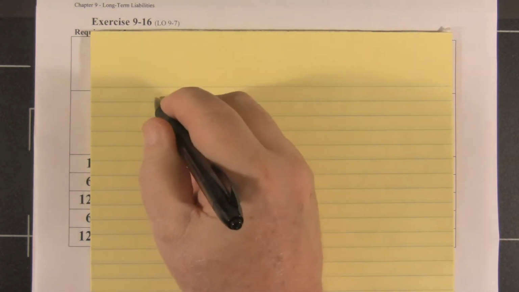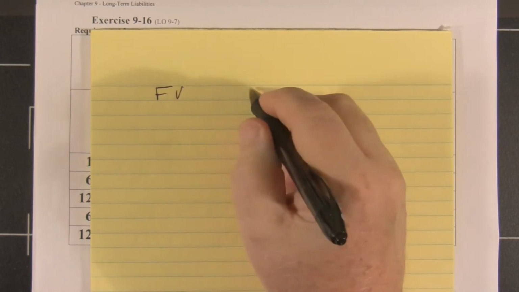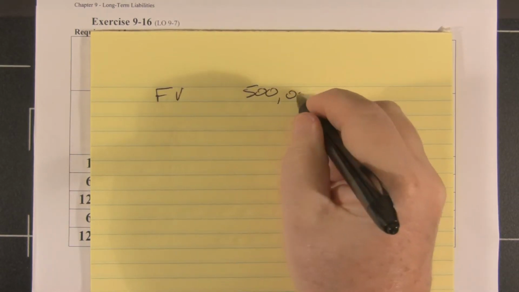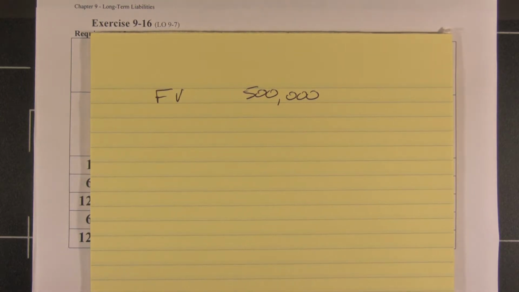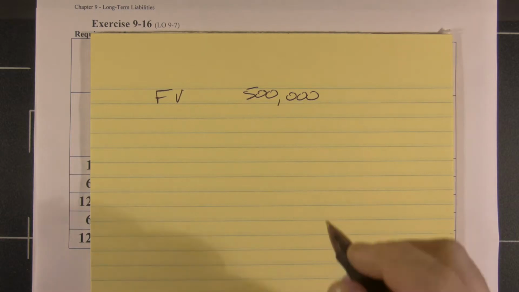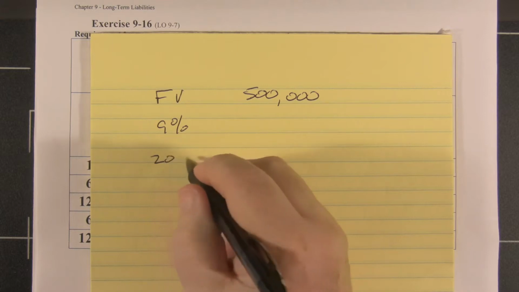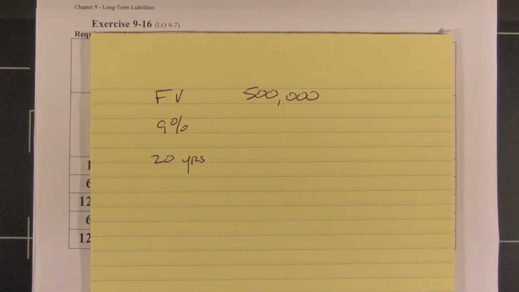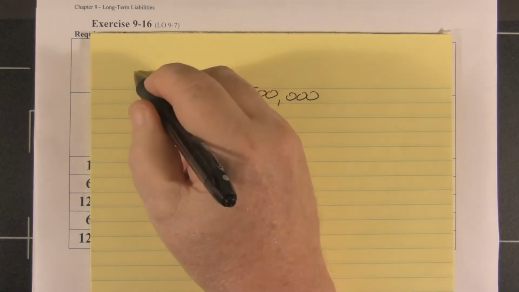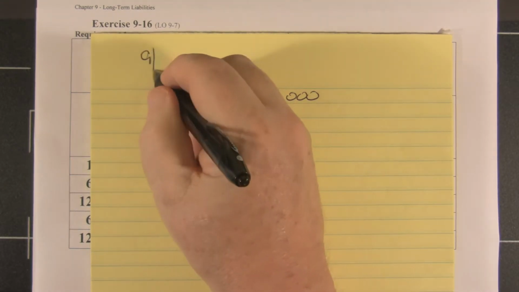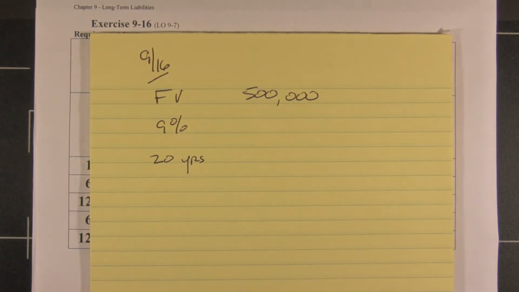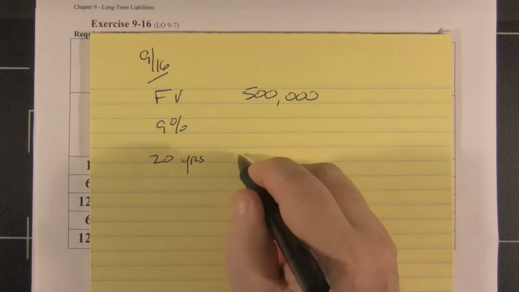The company Splash City, and they issue $500,000. So the face value of the bonds are $500,000. Okay, and they're 9% bonds, 20 years. And let's see what else. This is 916. I don't know if I said that earlier. 916. 20-year bonds. They pay interest twice a year.